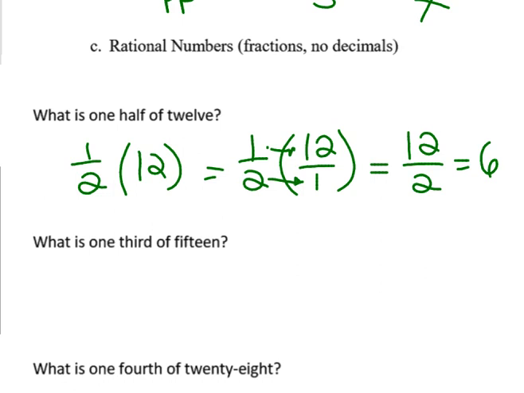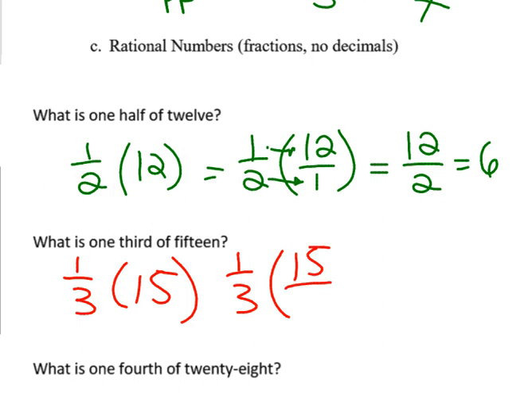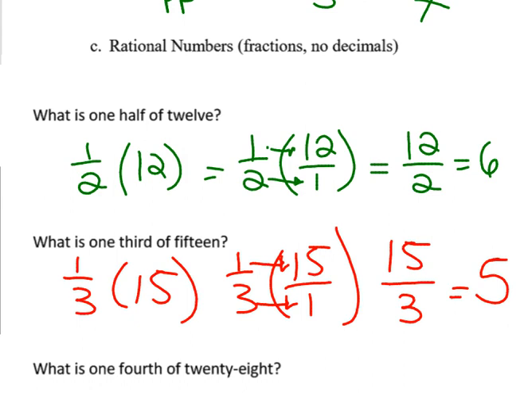Let's do another example. So let's say, what is 1/3 of 15? So we need to follow the same process, the same procedures. So we need to turn 15 into a fraction, times 15 divided by 1. We're going to multiply across the top, multiply across the bottom. So we get 15 divided by 3, and we get 5. A very nice, simple problem.